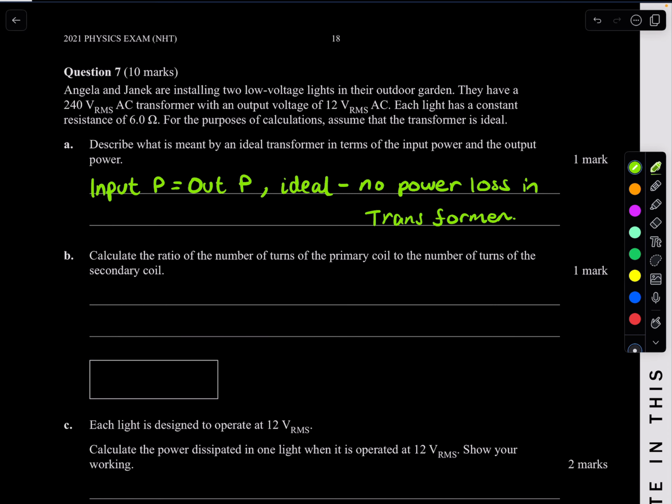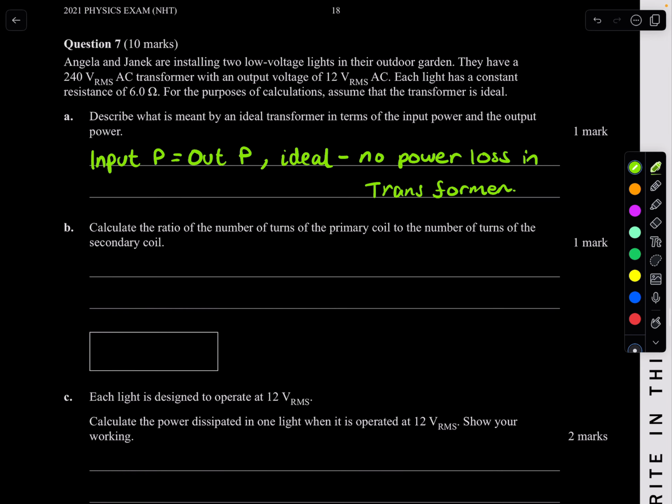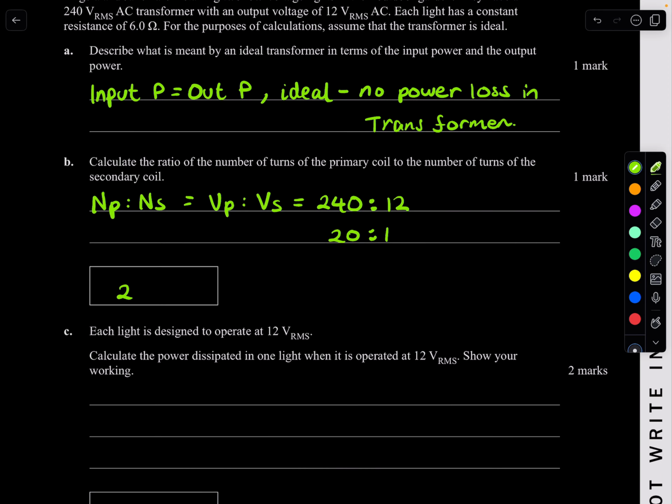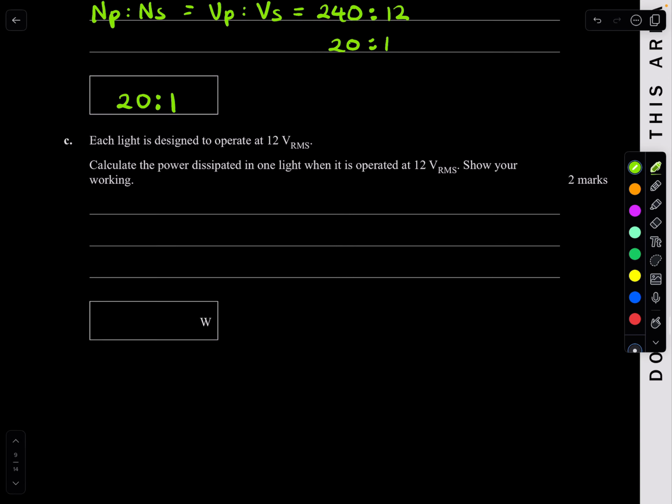B. Calculate the ratio of the number of turns of the primary coil to the number of turns of the secondary coil. So we want NP to NS. That's just equal to VP to VS. So the number of primary coils to the number of secondary coils is equal to the ratio of the primary voltage to the secondary voltage. What's your primary voltage? It's 240 volts RMS to 12, which is pretty much 20 to 1. So 20 to 1 ratio, done.